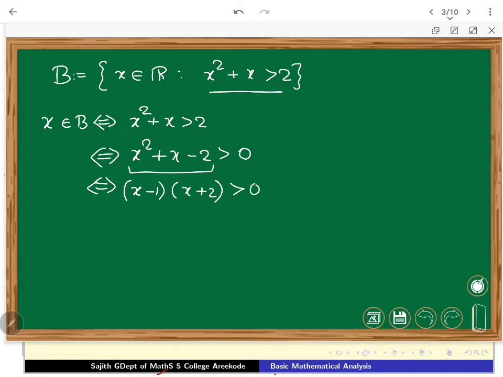But now there is still a better way of looking at it. You have an A, you have a B, and two real numbers.